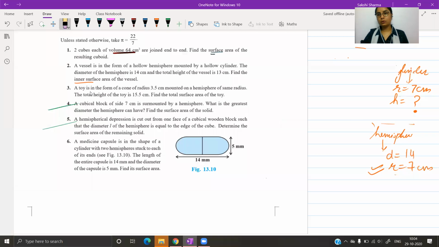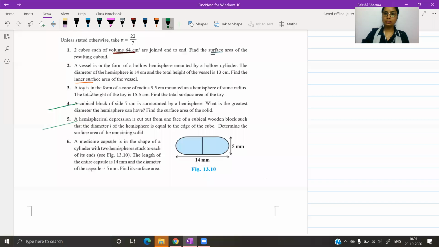So draw a figure quickly, and since it's not indicated that the radius of any of the two shapes is larger, we will be considering that they have the same radius. So if we had to draw a rough figure, we need to draw a cone. It's mounted on a hemisphere, so it will be opposite. So the cone is on top and there is a hemisphere on the bottom. So this is the shape that you have.